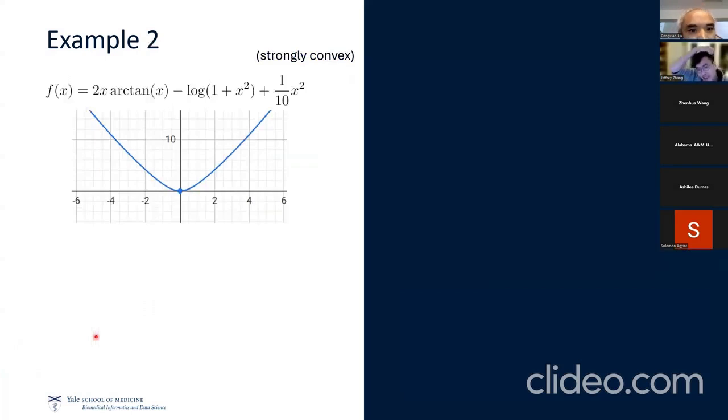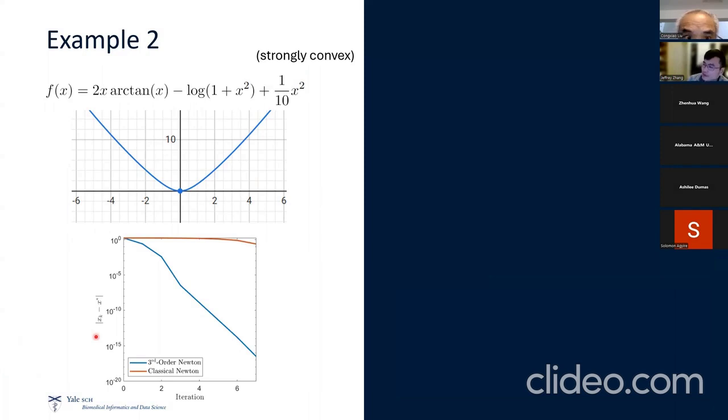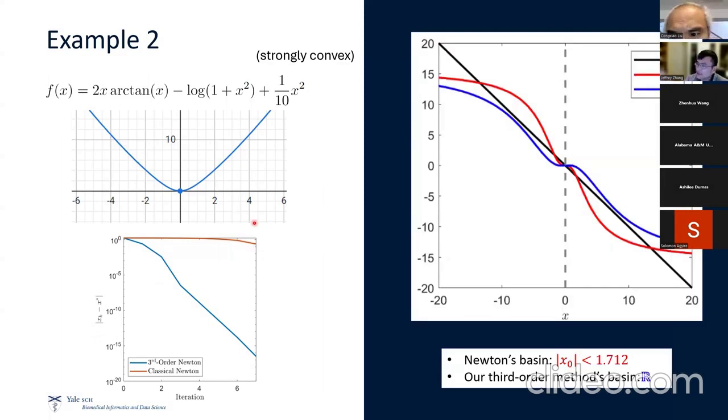Another example, this is just another function that is perfectly well behaved and convex, except its gradient has that S shape. You can run the third order Newton method and compare it to how fast the classical Newton's method runs. The third order Newton's method is going to be much faster. This is a way to visualize what the convergence looks like. So this essentially is saying if I start Newton's method at any particular x, what is the next Newton iterate going to be?